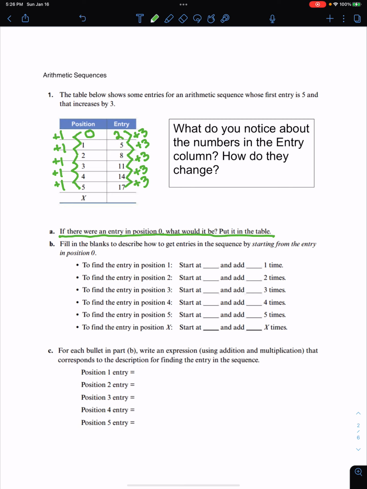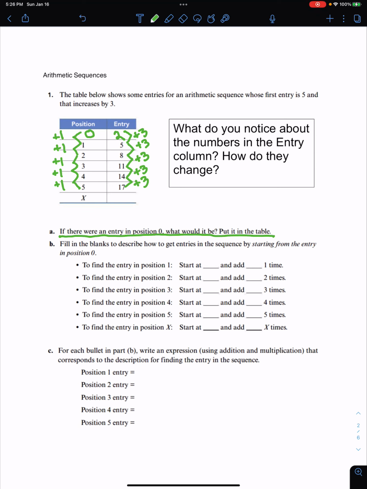So our entry number here would be 2, because 2 plus 3 is 5. 5 plus 3 is 8. 8 plus 3 is 11. 11 plus 3 is 14, etc., etc. So we're adding 3 each time. So now we're going to fill in the blanks here in part B of our sequence, starting from position 0.